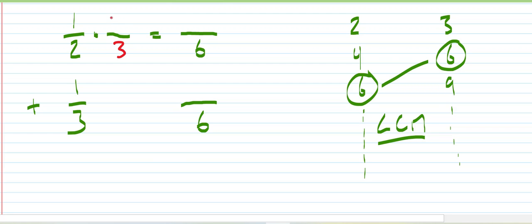So we then multiply the numerator by 3. We always multiply the numerator and denominator by the same number, because what we're really multiplying by is 3 over 3, which is 1. And so we end up with 3 over 6.